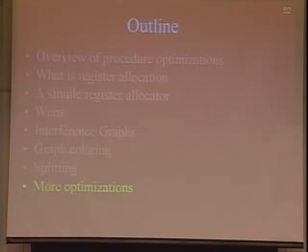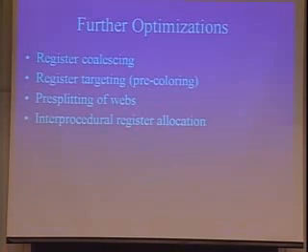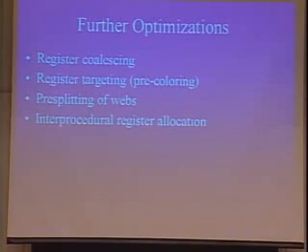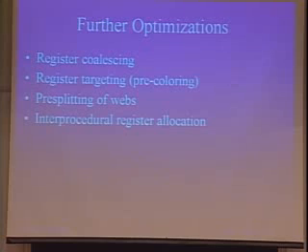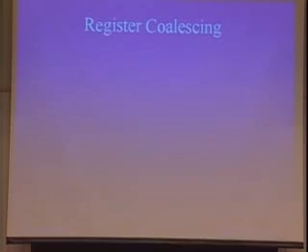And let me talk about a few more optimizations. The optimizations I want to talk about are register coalescing, register targeting or pre-coloring, pre-splitting the webs, and finally kind of current research topics like interprocedural register allocation.